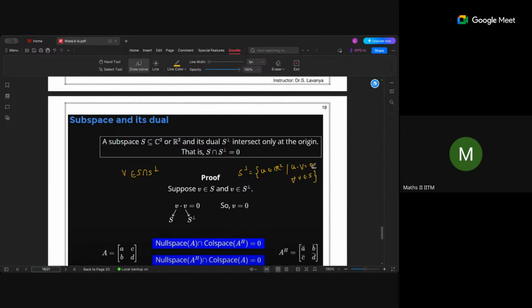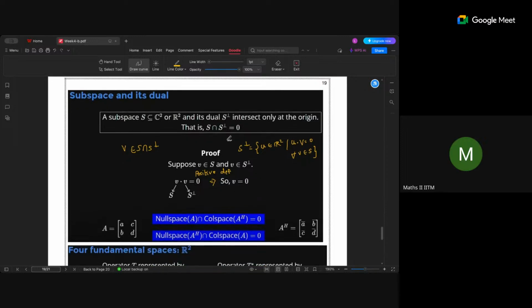Now you see that V is in S perp as well as V is in S. It means you will get V dot V is equal to 0. By the positive definite property, we know that if V dot V is equal to 0, then V is equal to 0. So in the intersection, we have only the zero vector.